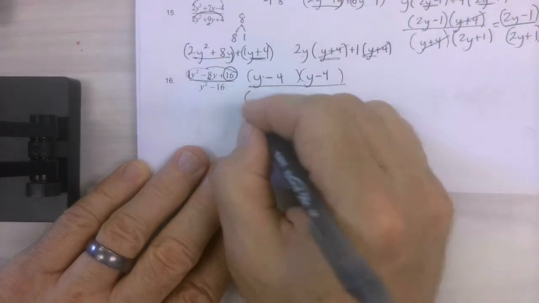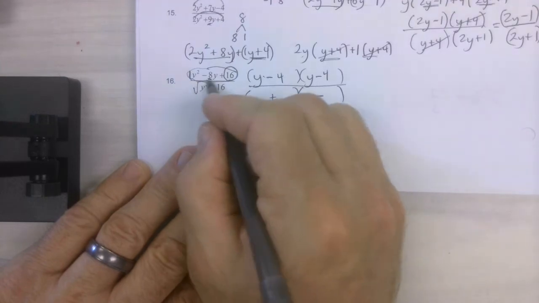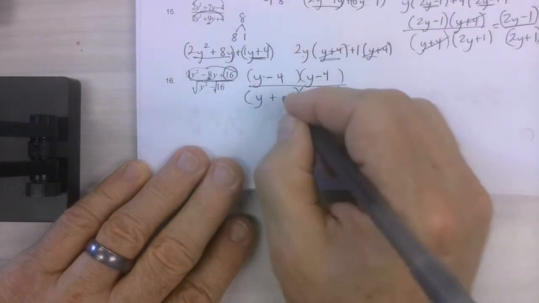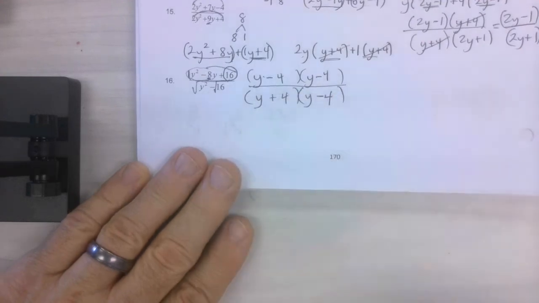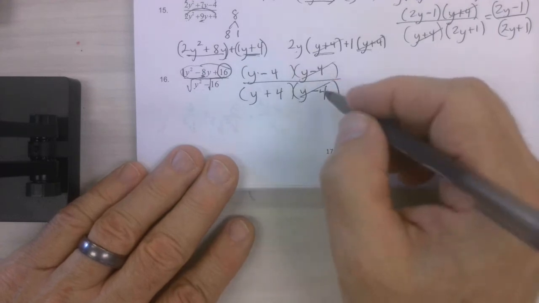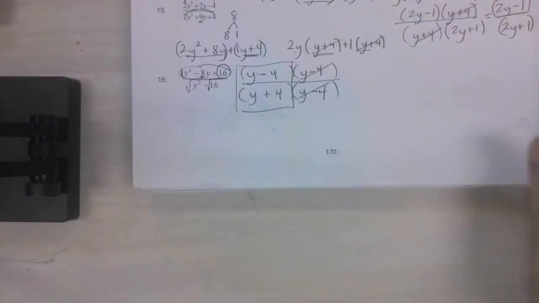Notice this is a difference of two squares. So one's going to be plus, one's going to be minus. You take the square root of the first term to figure out what goes first. Square root of the second term determines what goes second. And now I notice that these are the same, and that I can't go any further, so this would be my answer.